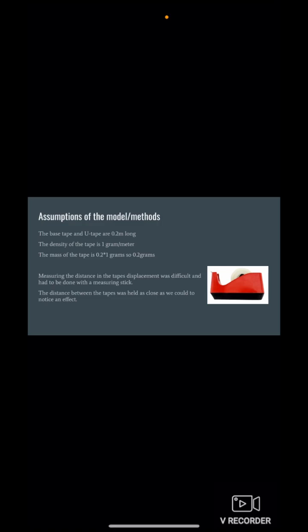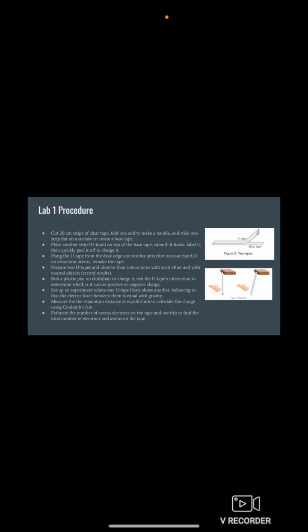Assumptions of the model: this is the same stuff that we used last lab as well. The tape was 0.2 meters long, the density of the tape was 1 gram per meter, and so the mass was 0.2 grams. Now, the lab 1 procedure is here just so that anyone can reference it if they want, but it was pretty much just charging tapes and then putting them close to each other to see the effects.